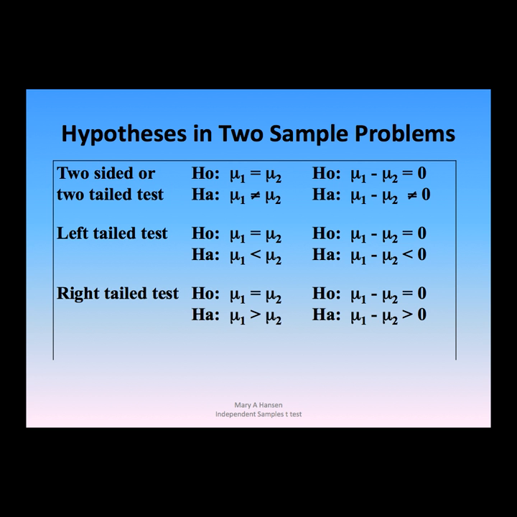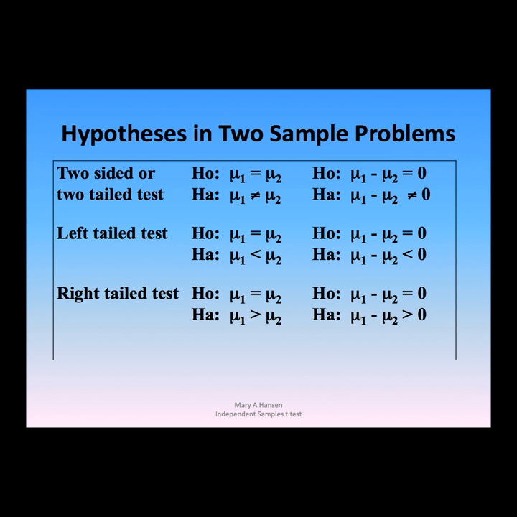For two-sample problems, you can also have a left-tailed or a right-tailed test. The left tail has a less than sign, the right tail has a greater than sign. Note the difference in language between two-sided and two-sample.